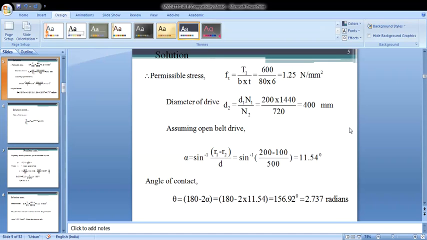The ratio equation is n2 by n1 equal to d1 by d2. From that, d2 equals d1 into n1 by n2. So d1 value is 200 mm, n1 is 1440 rpm, and n2 is 720. From that we can find d2 equal to 400 mm.